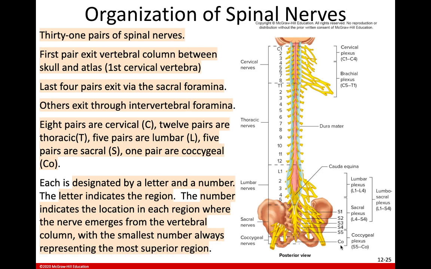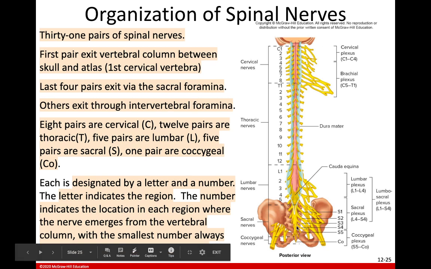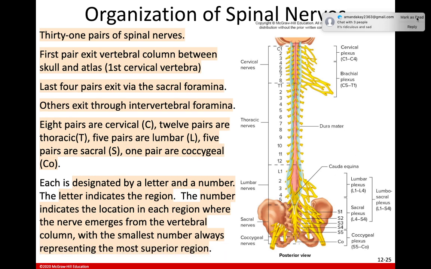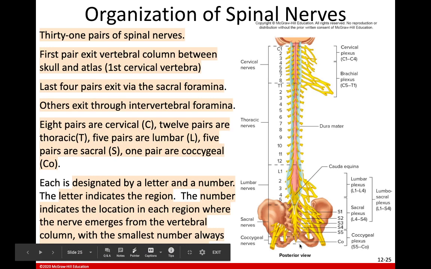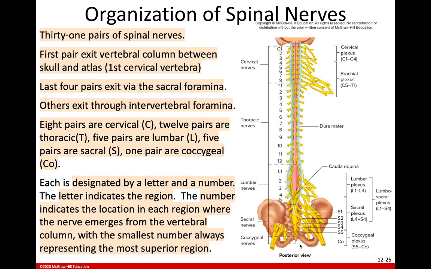Okay, remember that the vertebral column starts at the foramen magnum and ends there in the sacral area. And remember, our spinal cord does not go all the way down to the end of our spinal column, and therefore we don't have as many coccygeal nerves. We just have one coccygeal nerve.